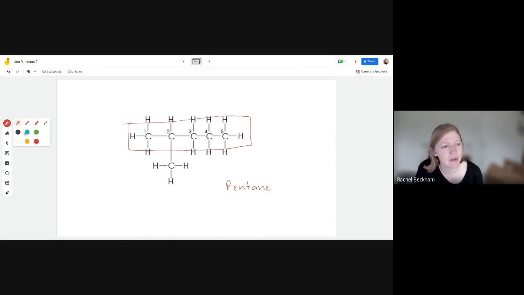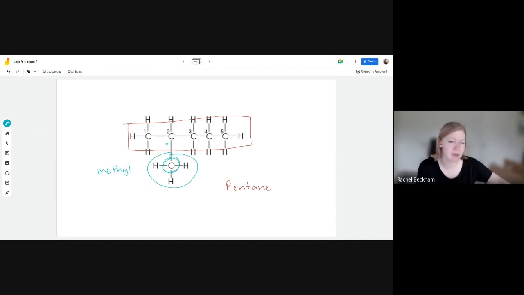And then we have this group coming off, and we need to count the carbons. There's only 1 carbon, so again, this is going to be a methyl group. That comes from table 2.2. You look at the branched naming groups. And so we're going to name it methyl, and then we're going to indicate which carbon it's coming off of. Oh, it's coming off of carbon 2, so 2-methylpentane would be the name for this compound.